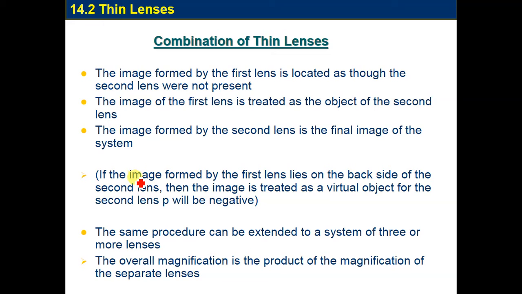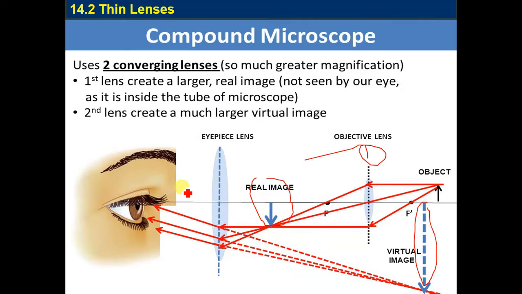Now, this part you are not responsible for, but I will just give you an idea about it. If the image formed by the first lens lies on the back side of the second lens, what does that mean? It means that this image is not formed here, instead it's formed here. In this case it will work as an object for this lens, but this object will be called a virtual object, and its sign will be negative, a negative sign of P.